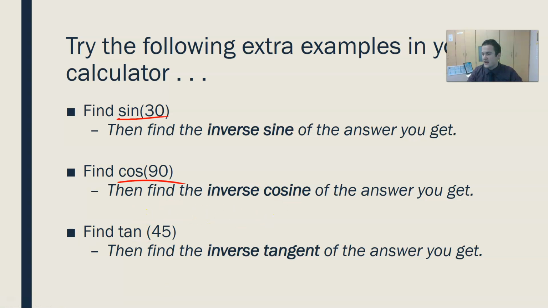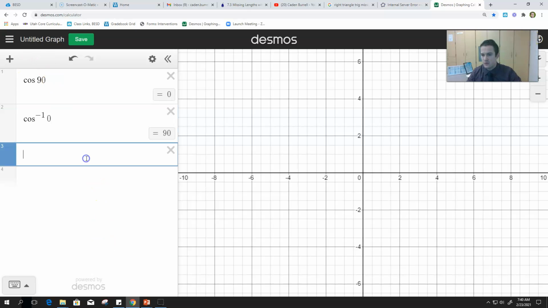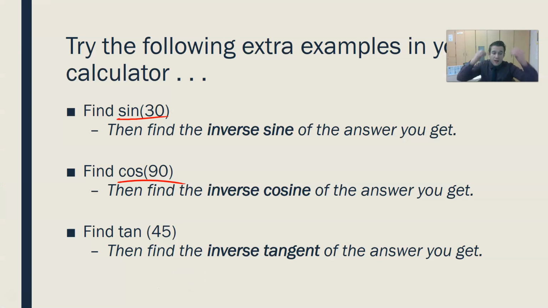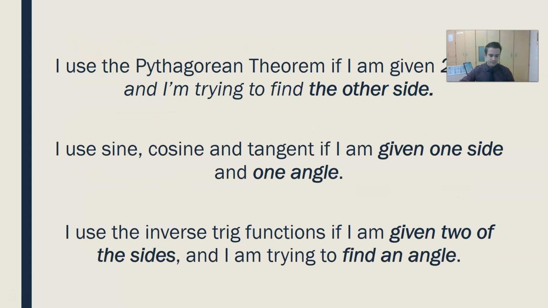Let's do the tangent of 45, shall we? What happens if I do the tangent of 45? That's equal to 1. What happens if I do the inverse tangent of 1? I get 45 degrees. That's really cool. If I'm given an angle, my calculator will tell me what the sine, cosine, and tangent values are. But if I give you the sine, cosine, and tangent values, my calculator can also give me the angles.